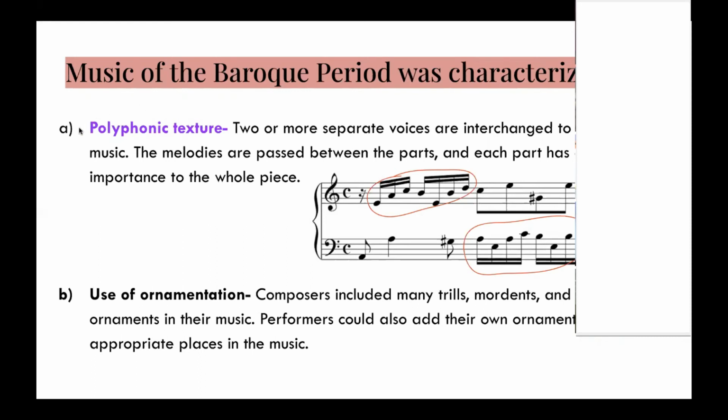It's polyphonic texture. Okay, and then B is the use of ornamentation. That means trills and that kind of stuff. So composers included many trills, mordents, and other ornaments in their music. And performers could also add their own ornaments at appropriate places in the music.